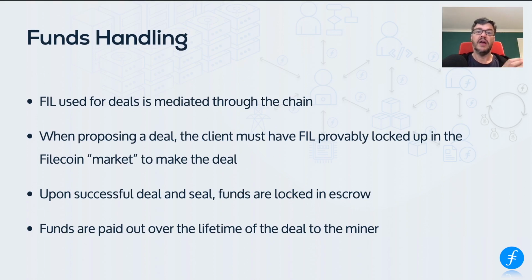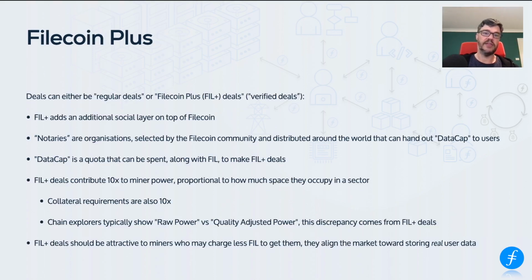Upon the successful deal and the seal, the funds are then locked into escrow. So they're moved from the market availability for deals into an escrow where they're just completely locked up for the life of the deal. And then they're paid out over the lifetime of the deal to the miner. So it dribbles in over that time. So they get the reward as they're storing. And it's just sitting there in the chain waiting to go.